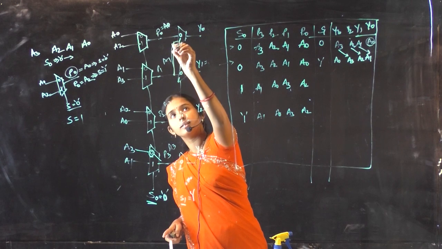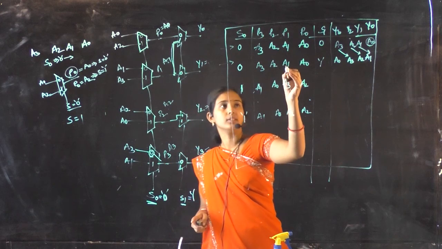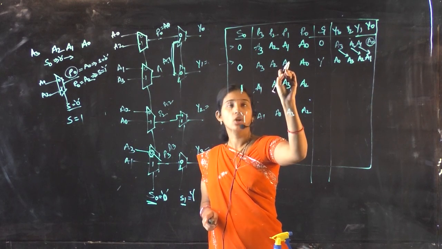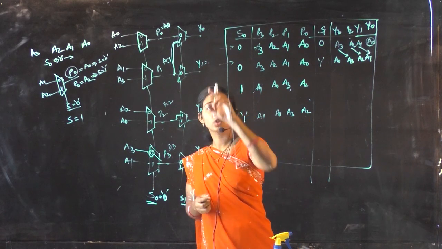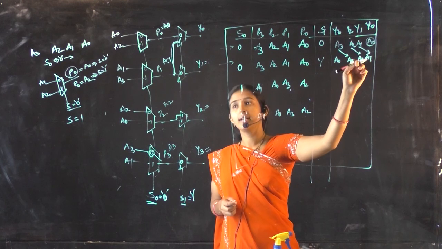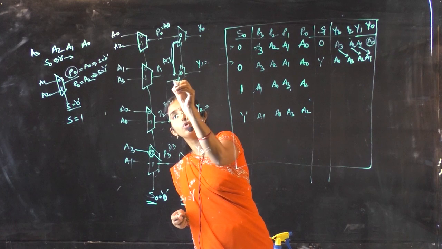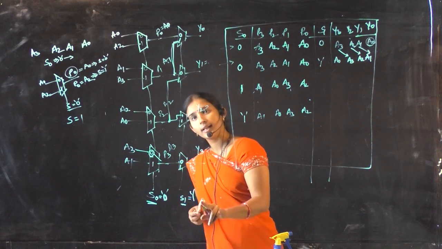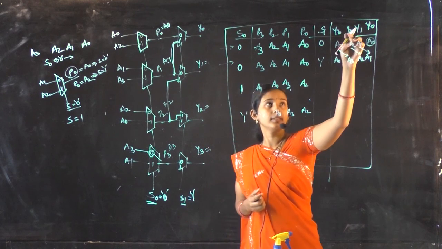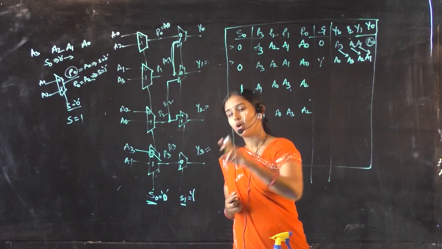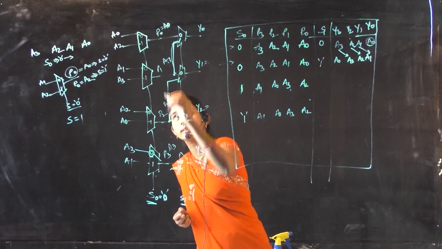Whatever A1 is available here, at P1 I got A1, so that should be at Y0. Similarly, what should be my output at Y1? It is A2. The A2 available here will be given to 1, because the selection line is 1, so whatever data A2 should be at the output. Similarly, at Y3, A naught should come, so at 1 I should connect A naught.